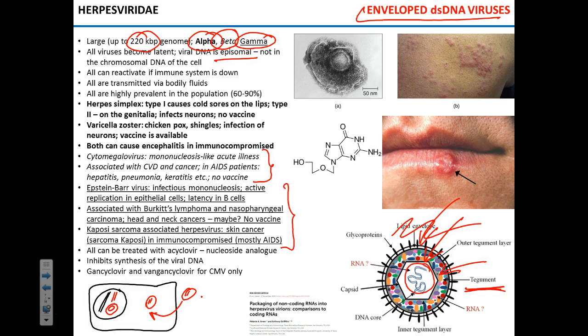This is called the episomal form. And that DNA sits there with practically no transcription, no translation. And what keeps herpes viruses from replicating?